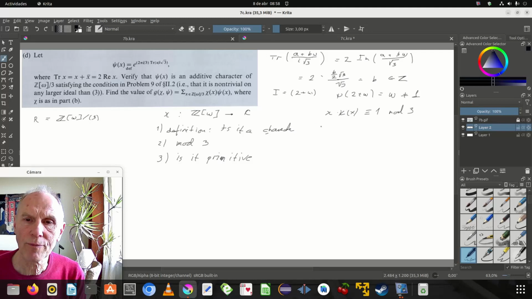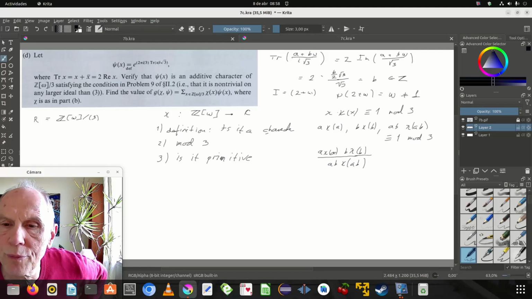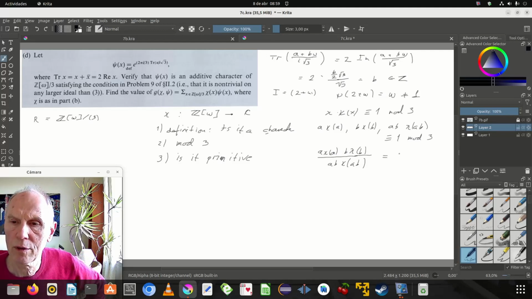So assume that A chi A, B chi B, and AB chi AB all are equivalent to unity modulo 3. Now my idea is to consider the number A chi A, B chi B divided by AB chi AB. A priori it lies in the rational numbers.